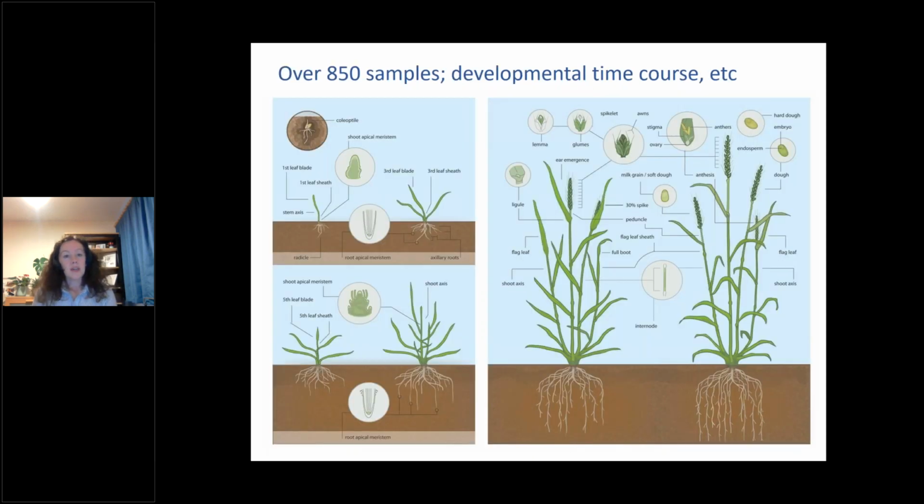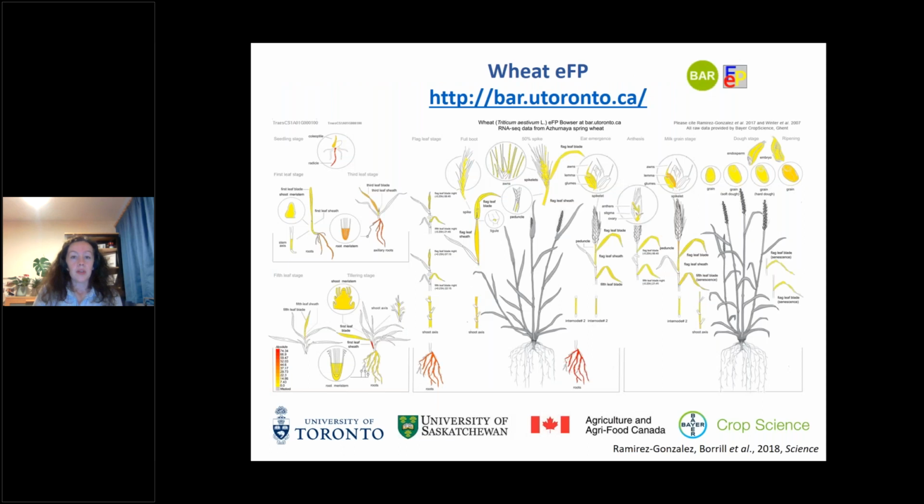Coming back to RNA-seq data, so now for wheat, there are over 850 RNA-seq samples that have been analyzed. And these range across an entire developmental time course. So here you can see a photo of some of the different tissues for which we gathered RNA-seq data. And this ranges from seedling emergence all the way through to adult plant and senescence. And this data is available through the wheat eFP browser that was built in conjunction with the eFP group.